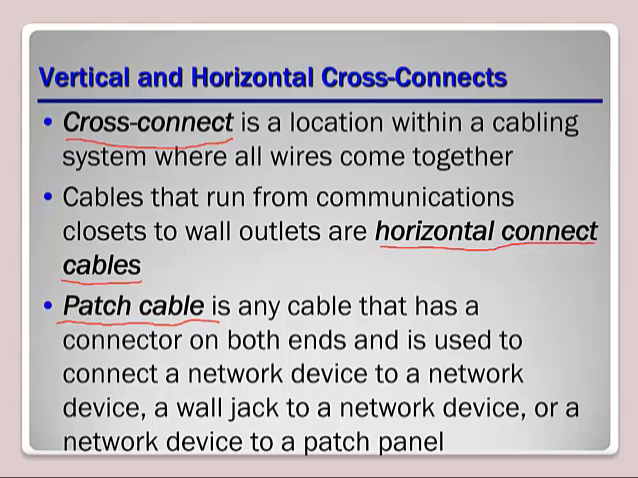So the cross connect again is the place where all the cables come together and where we may wire them in the closet for connection to the end users. And then the cables that run from communications closets to wall outlets are the horizontal connect cables. So we get that to the wall outlet that's on the wall, and it's got the little jack in there. So that's where the horizontal connect cable comes to, and then we finally come to this patch cable.